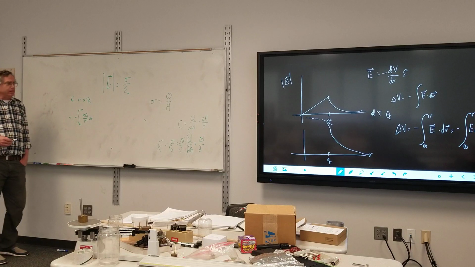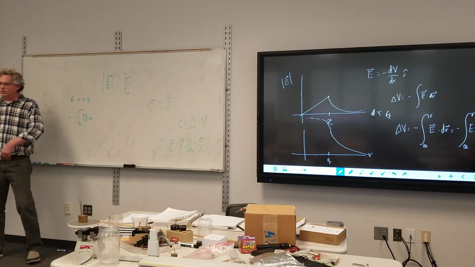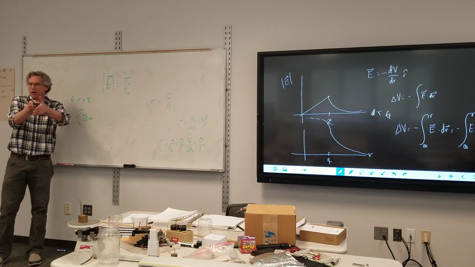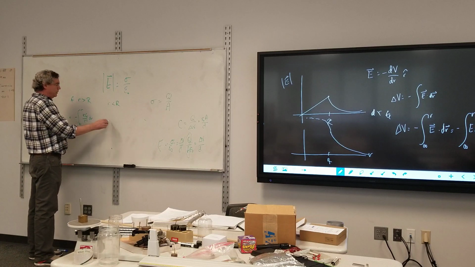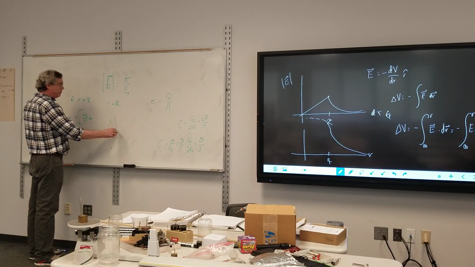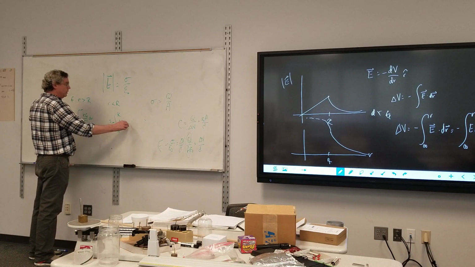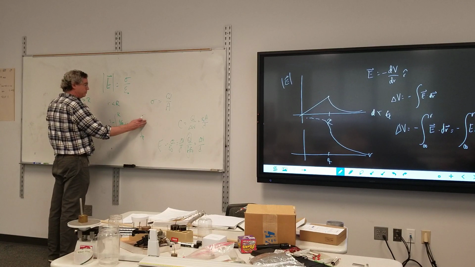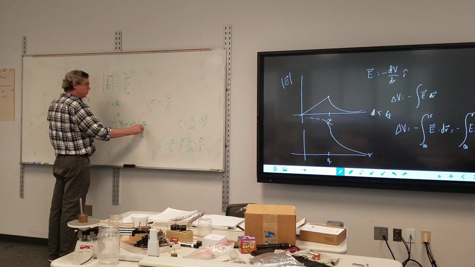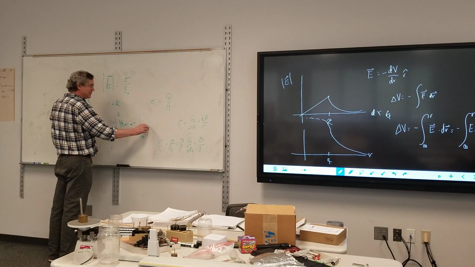If I'm inside, well, I do need to break my integral up into two parts. I have from infinity to big R, and then from big R to wherever R is. So if R is less than big R, it's going to be the integral from infinity to big R of kq over R squared dr, plus the negative integral from big R to little r of kq over r squared, times whatever the electric field inside is.